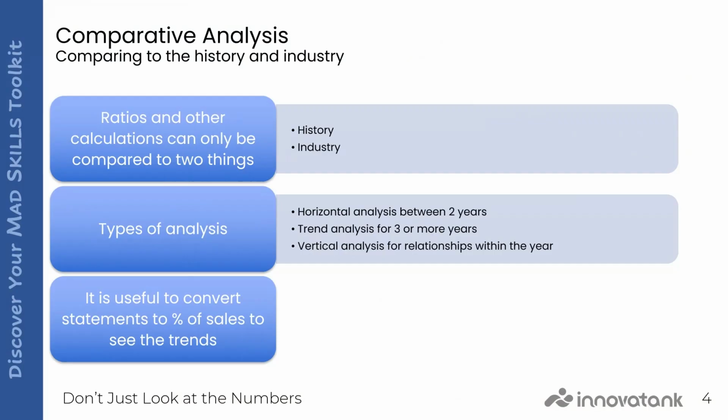Comparative analysis means comparing the firm to its own history and to industry peers using ratios and other calculations. There are key types of analysis: horizontal, year over year changes done based on 2 year trends, multi year patterns, 3 or more years, and vertical, relationships within a single year, often done as a percentage of sales. Converting statements to percentage of sales makes trends much easier to spot.